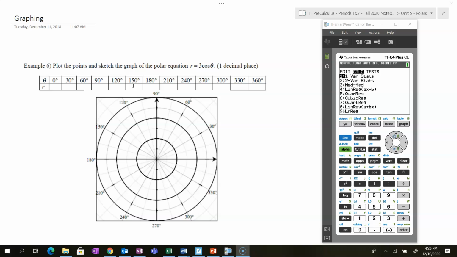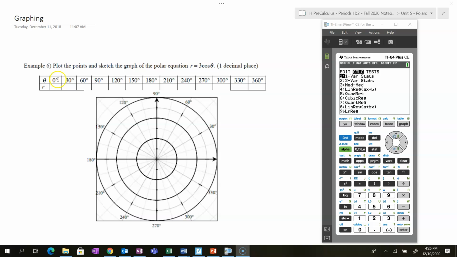So example number 6, it says plot the points and sketch the graph of a polar equation r equals 3 cosine theta. So the first step in graphing this basic polar equation is to make a table. I provided you with a table that starts with theta going from 0 degrees all the way up to the complete circle of 360 degrees. And you can see that we divided it up into every 30 degrees.